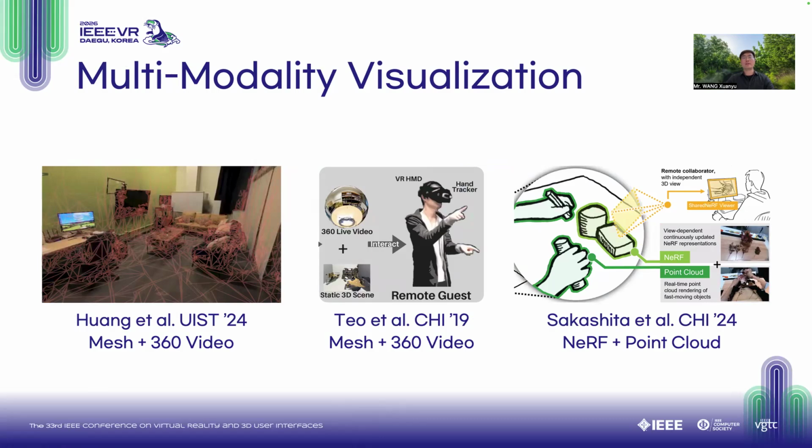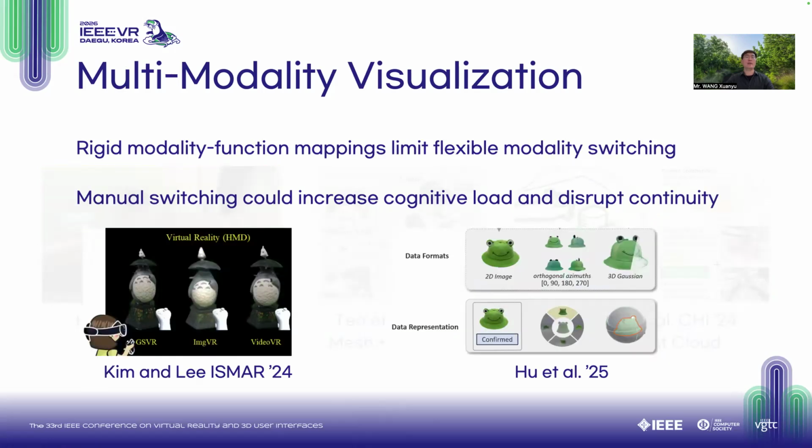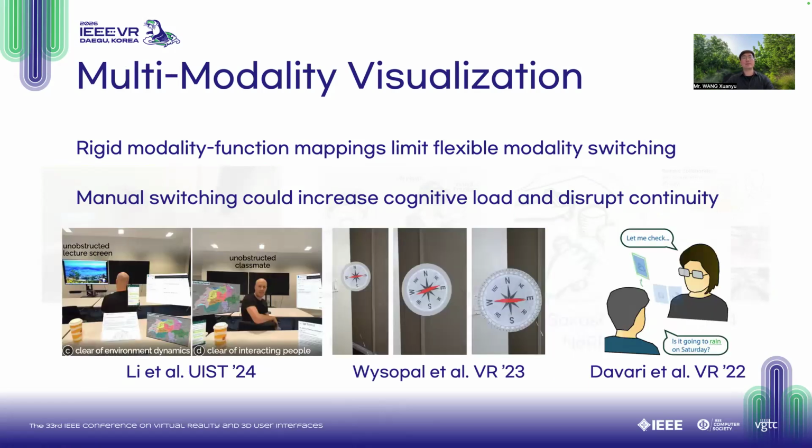While the aforementioned visualization modalities cannot simultaneously optimize SFR when singly employed in mobile setups, researchers explore mixing multiple modalities to complement each other. They combine mesh and 360 video to balance spatial perception and fidelity, or integrate NeRF with point clouds to handle both static and dynamic objects. However, the predefined rigid modality function mappings limit accommodating flexible switching across modalities, as user preferences for modalities could differ regarding collaboration contexts, and manual switching could increase cognitive load and disrupt collaboration continuity.